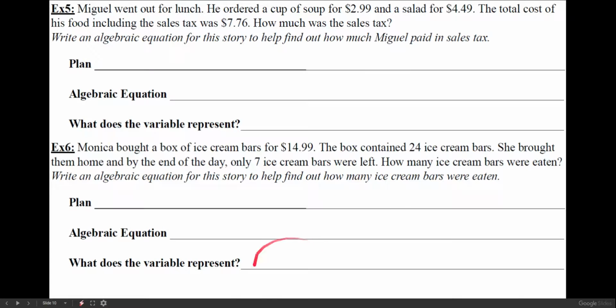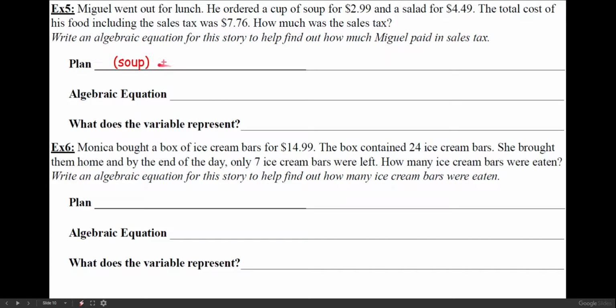Anyhow, let's continue on. Question number 5. Miguel went out for lunch. He ordered a cup of soup for $2.99 and a salad for $4.49. The total cost of his food, including the sales tax, was $7.76. How much was the sales tax? So he had to pay for the soup and the salad, and it looks like he had to pay for sales tax as well. So what's our plan?